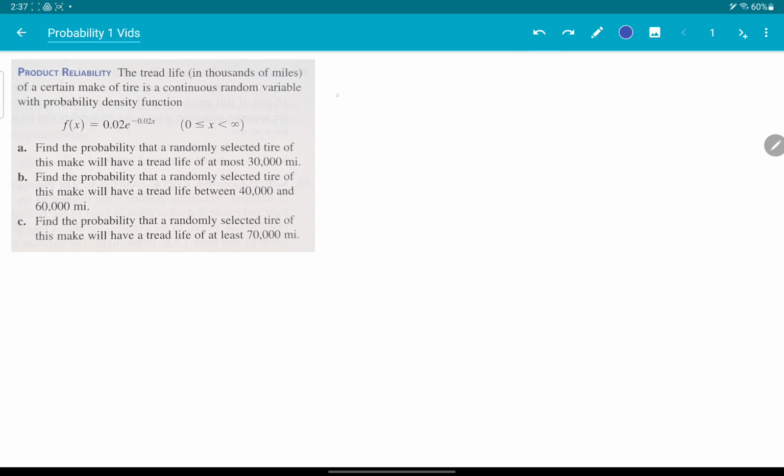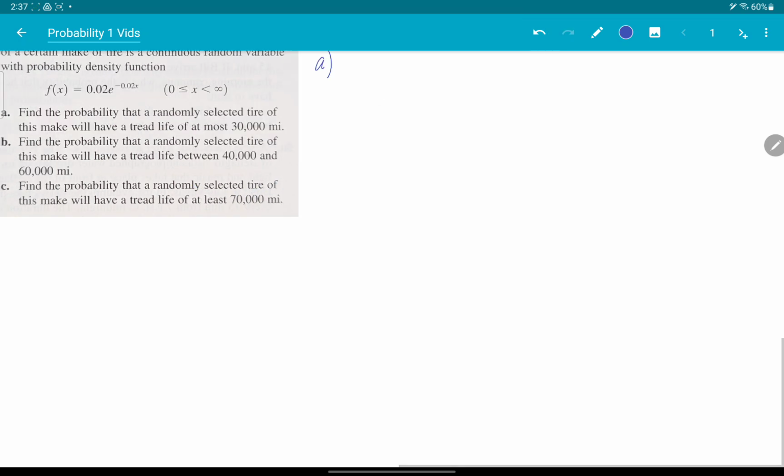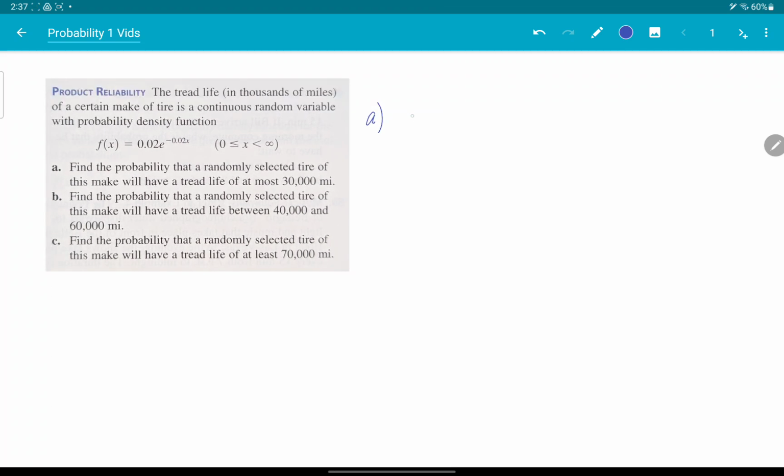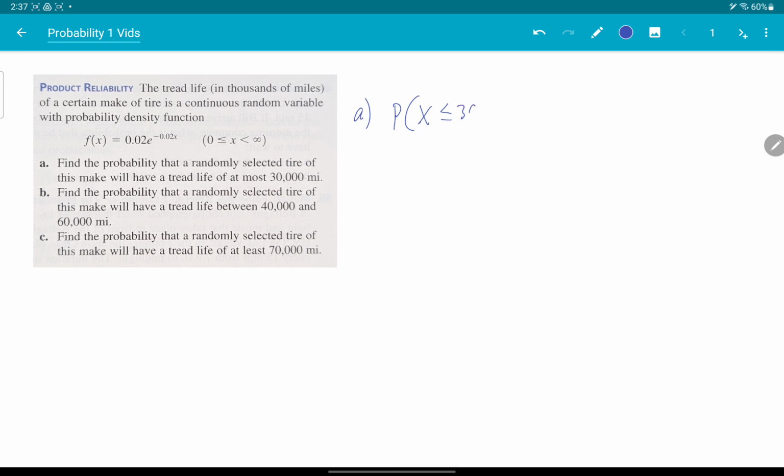Well, straight away, I can write that as the probability that we have less than or equal to 30,000 miles. Notice that I almost went and wrote 30,000 here, but reading the question carefully, I can see that tread life is measured in thousands of miles. So I actually want P of x is less than 30.